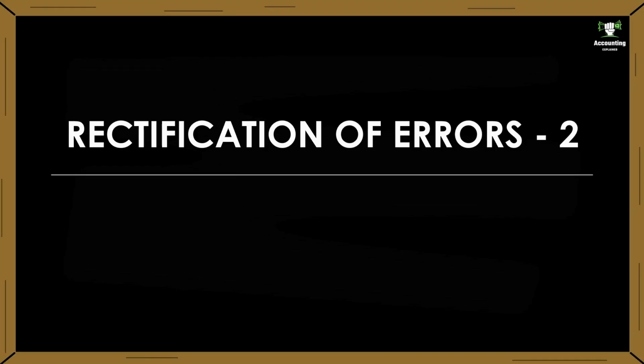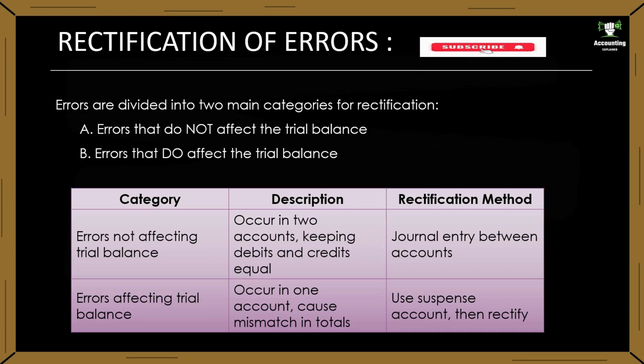This is Rectification of Errors Part 2. Here we are going to learn about errors that do not affect the trial balance. Dear students, we will come across two types of errors when we prepare the trial balance. Those are errors that do not affect the trial balance. When you get these types of errors, your trial balance will tally, but there will be some error in your books of accounts.